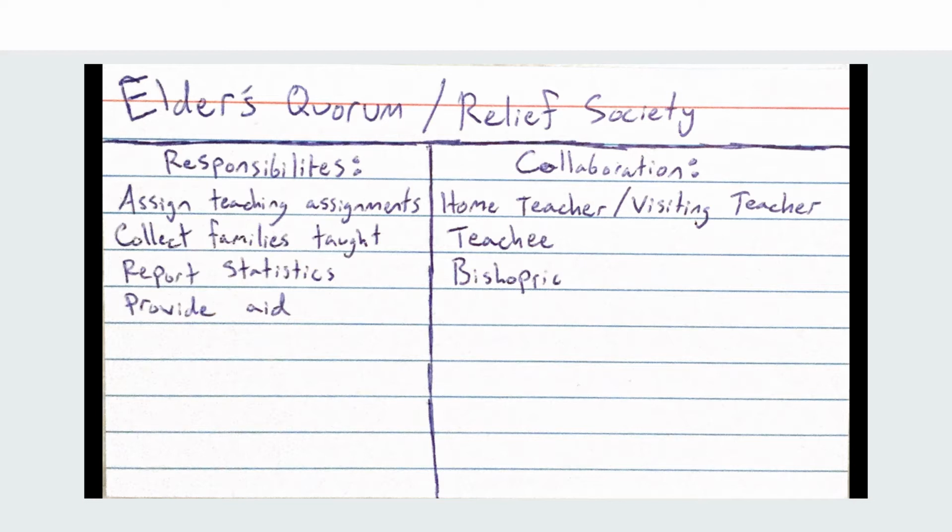So as we look at this card, we can see that the class is for the Elders Quorum and Relief Society. The responsibilities for this class include assigning teaching assignments for the home or visiting teachers, gathering the information from the home or visiting teachers for which families were taught, reporting the statistics to the bishopric, and providing aid to the teachee when necessary. As we can see, in order for this class to accomplish its responsibilities, it will clearly need to collaborate with the home or visiting teachers, the bishopric, and the teachees.